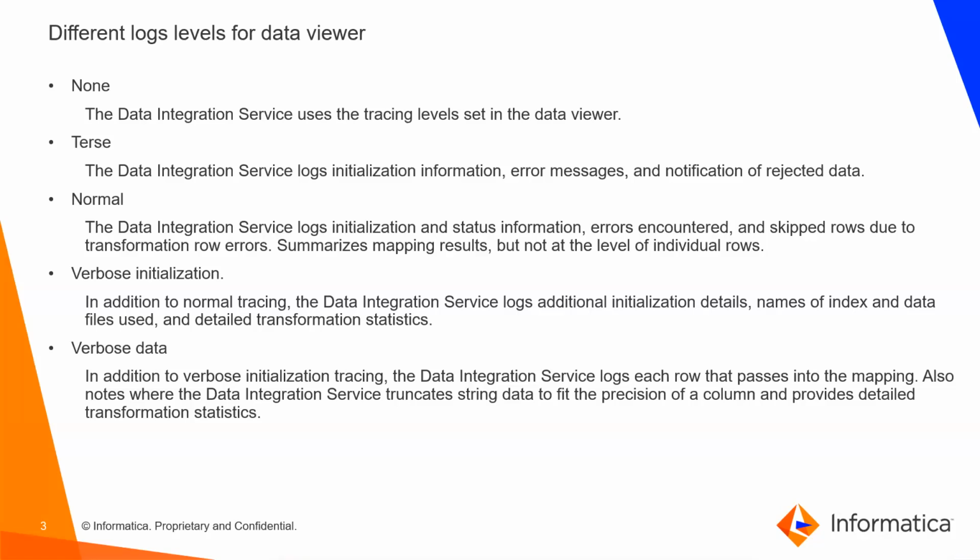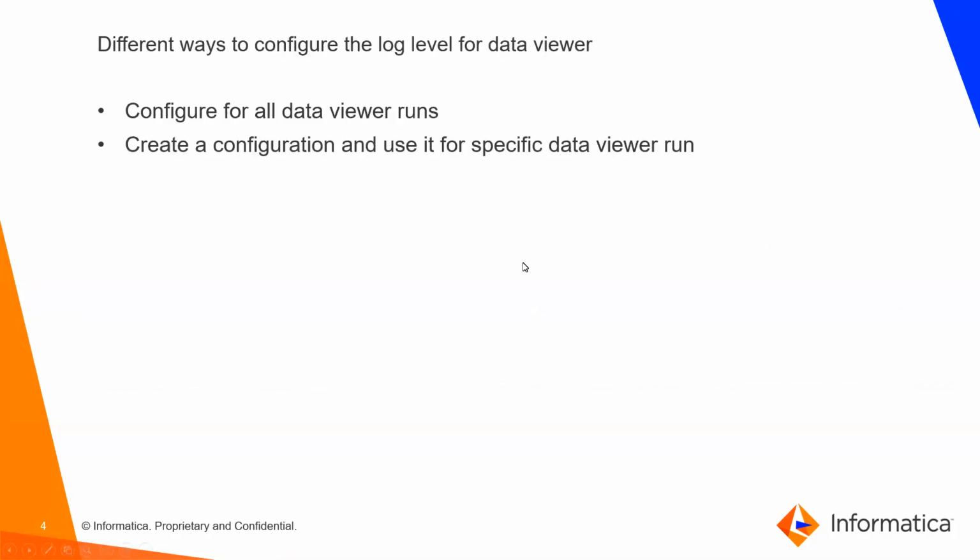Verbose data. In addition to verbose initialization tracing, the data integration service logs each row that passes into the mapping, also notes where the data integration service truncates string data to fit the precision of a column, and provides detailed transformation statistics. Moving on, different ways to configure the log level for data viewer: configure for all data viewer runs, or create a configuration and use it for a specific data viewer run. Let me show this in the demo.